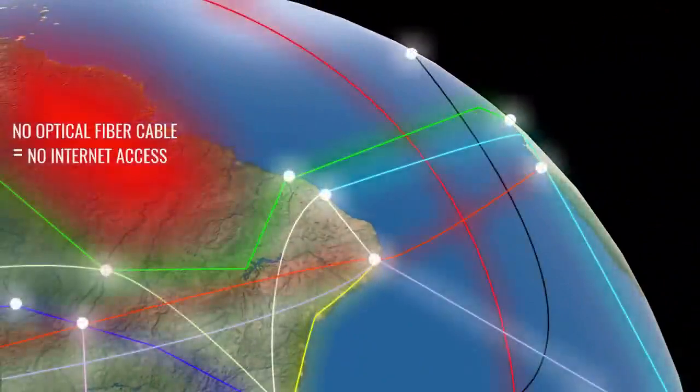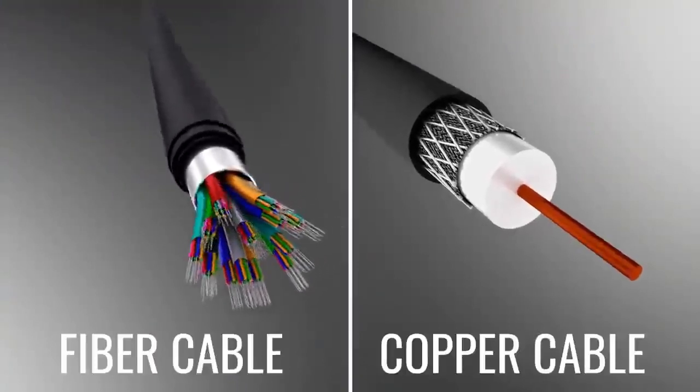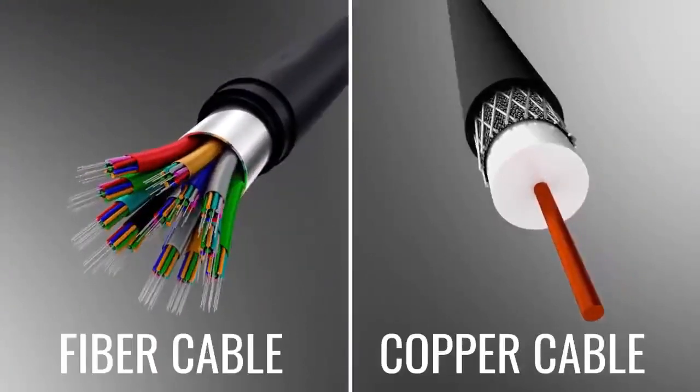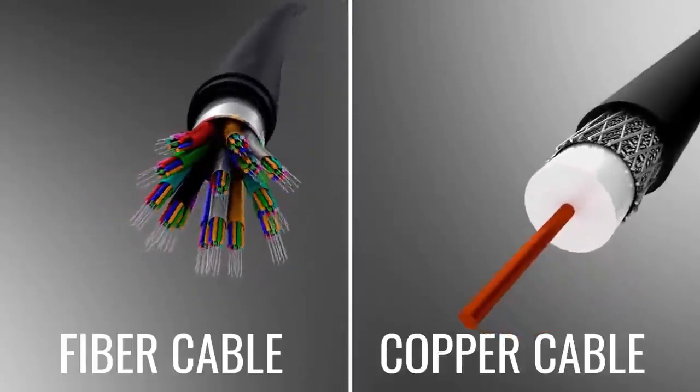This whole discussion simply means that if optical fiber cables do not reach a part of the globe, that part will be isolated from the internet or mobile communications. If we compare optical fiber cable to traditional copper cable, the optical fiber cable is superior in almost every way. Fiber optic cables provide larger bandwidth and transmit data at much higher speeds than copper cables.